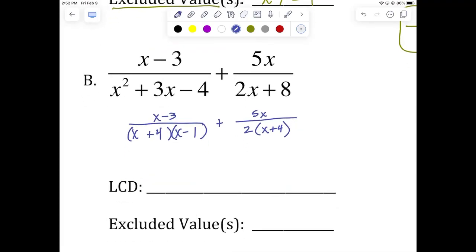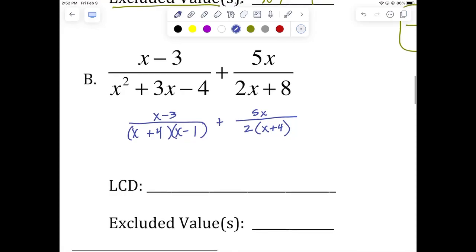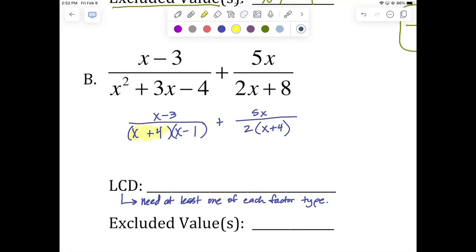All right, now we're primed to find the LCD. Here's how you can find the LCD when it's already different and you have polynomials. You need at least one of each factor type. That's the easiest way to get it when you have variables. You need at least one of each factor type. So as I start in the bottom left, I notice I have an x plus 4 in the first one. I also have an x plus 4 in the second one. So the x plus 4 is already common in both terms. But there's at least one of them there, so I need at least one x plus 4.